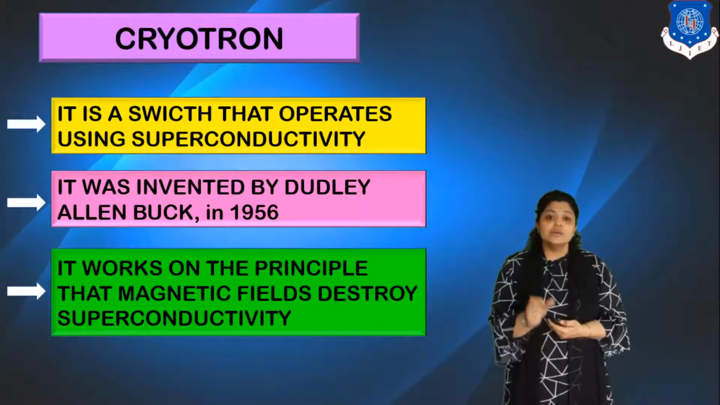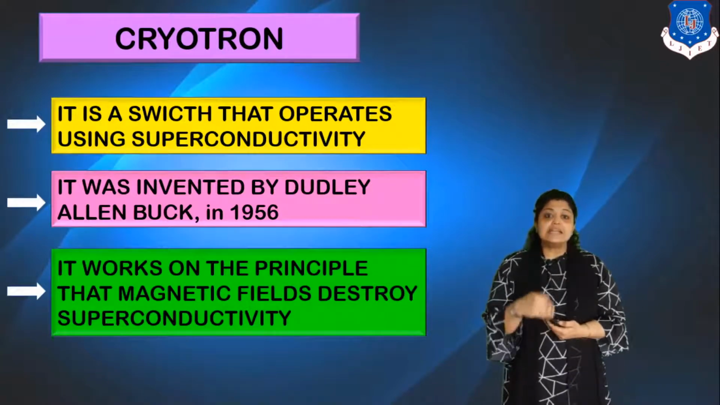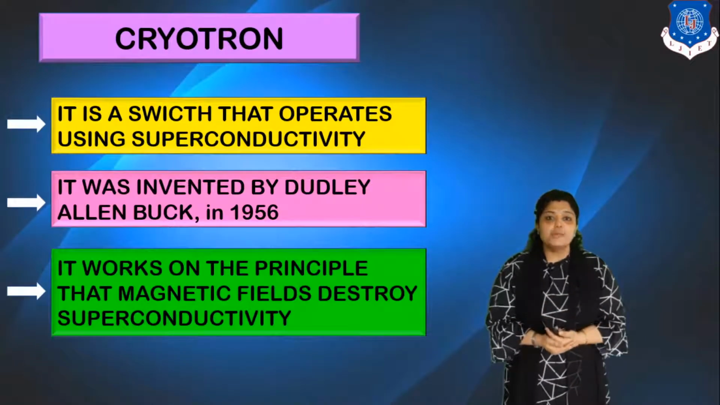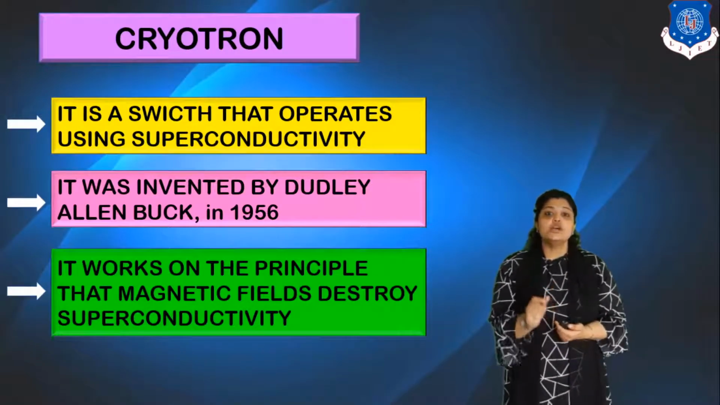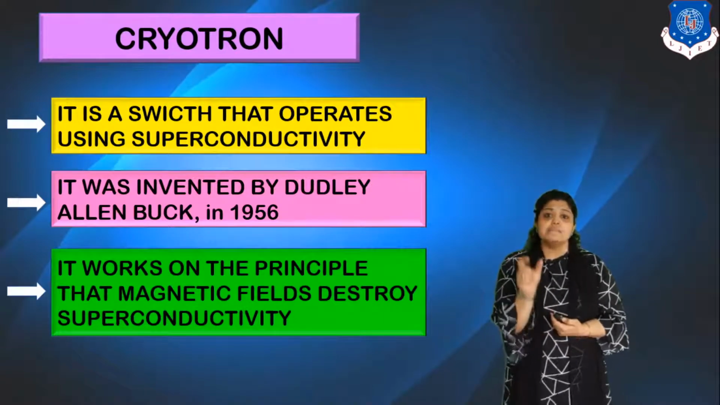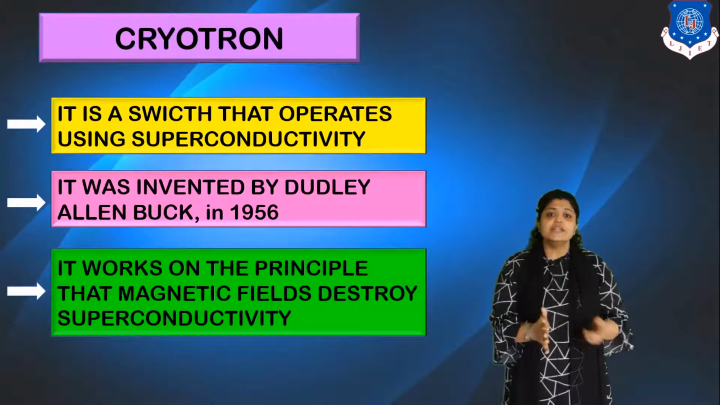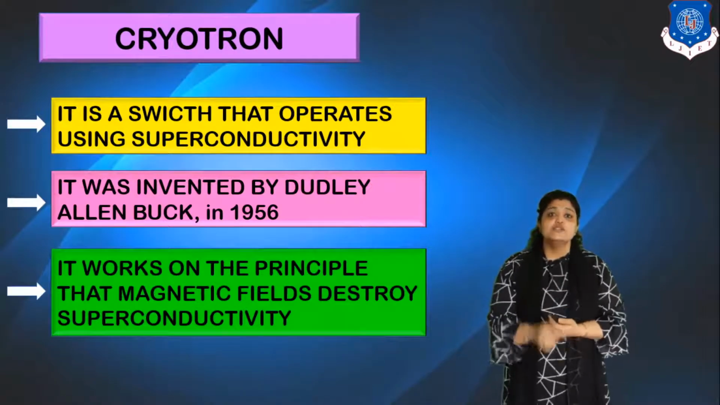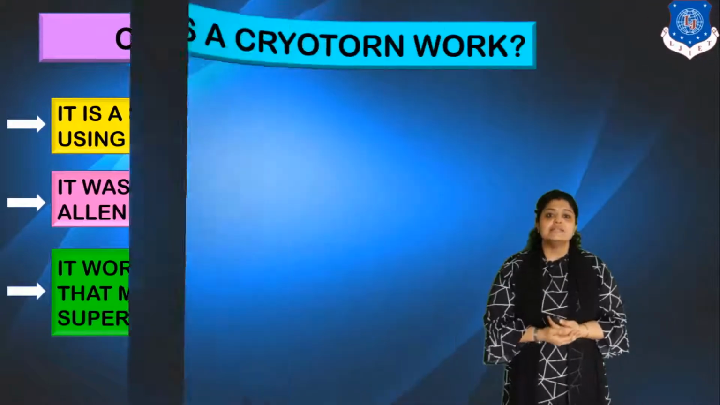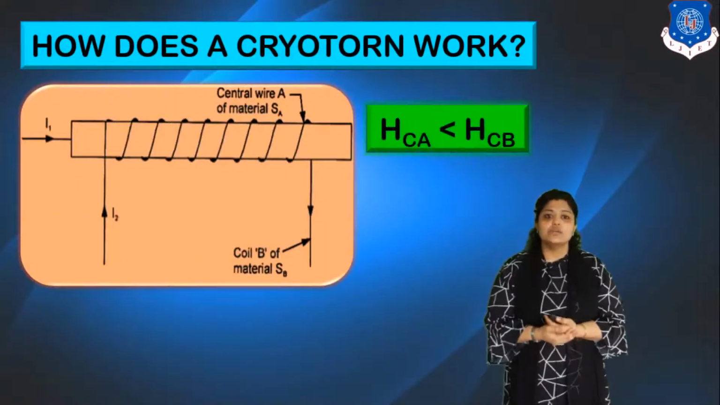Cryotron works on the principle that magnetic fields will destroy superconductivity. We had discussed, in the properties of superconductors, a property called critical magnetic field. What is critical magnetic field? It is the minimum field which will destroy the superconducting state. So this is the principle which is used in the cryotron. Let's see how a cryotron works.